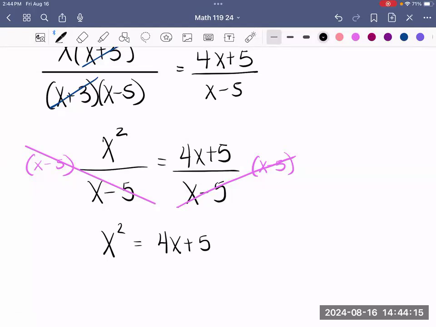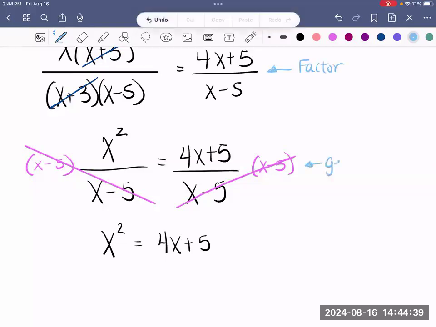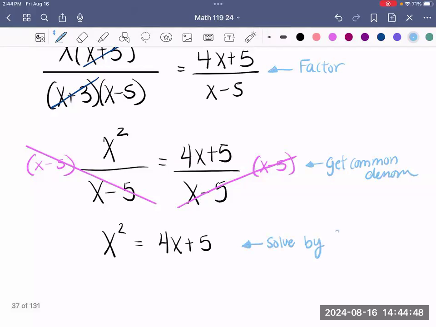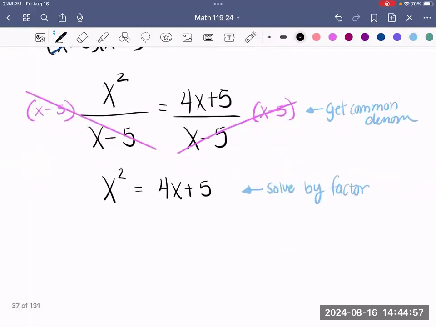So now, have you seen a problem set up like this? Hopefully, yes, right? So at this point in time, since it's not a linear, since it has a degree not just of 1, but of 2, our next game plan should be to simplify. So the first step we did, we said we're going to factor. We're going to get a common denominator. And now we're going to solve by factoring. So this is directly from 1.8, right? Where one side is set equal to 0.